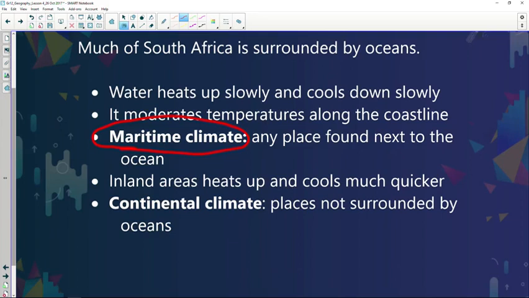Now, in South Africa, we experience both. Because South Africa is surrounded by oceans, in the interior we experience continental climate, and down at the coastal regions, we experience maritime climate. And we're going to have a look at the direct impact these ocean currents have on South Africa.